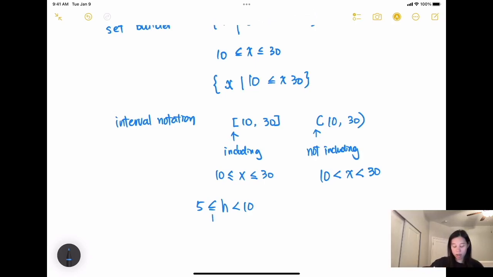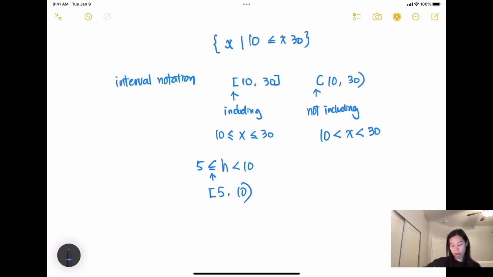So I can write it: since there's an equal sign, I need to have a bracket on the 5 end, meaning including the 5. And there is no equal sign on the 10 end, so I use bracket 5, comma, and then 10 parenthesis. Okay, what if something like x greater than 10? That means from 10 to infinity, right? Since you can't include infinity, I have 10 to infinity. When it comes to infinity, it's always a parenthesis.